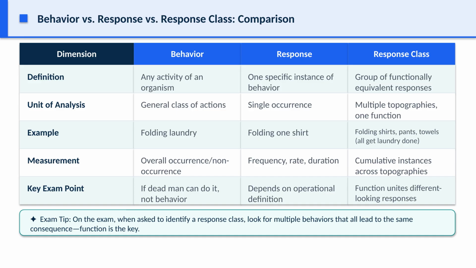For measurement, you track overall occurrence or non-occurrence for a response class, but for a single response, you use frequency, rate, or duration. The key exam point here is that if a dead man can do it, it's not behavior. So sleeping or lying still wouldn't qualify. But a response depends entirely on your operational definition.